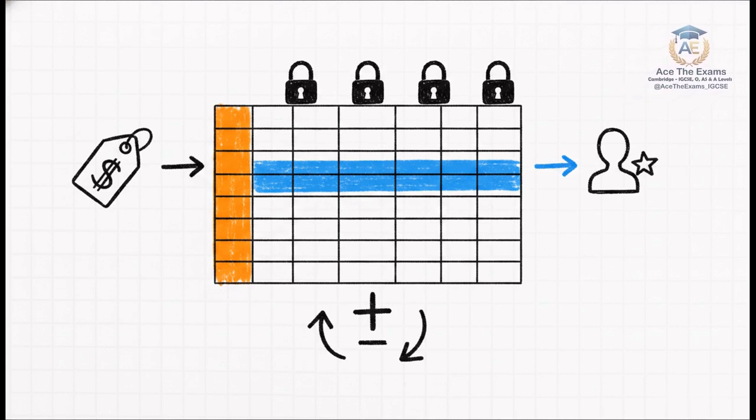A record holds all the data about one specific item or person. A field is the category of that data. The crucial takeaway here: you can always add or delete rows as new stuff comes in, so the number of records varies. But the columns, the fields, those are fixed. Every record has to have the exact same number of fields.